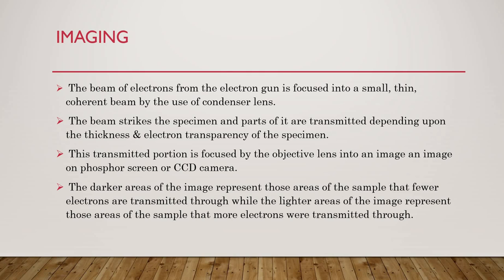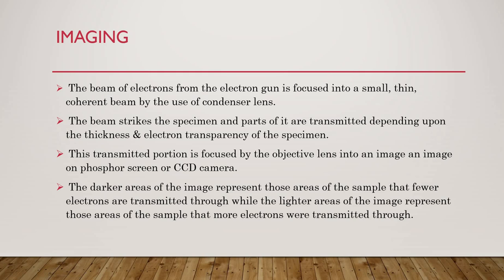Next is imaging. The beam of electrons from the electron gun is focused into a small thin coherent beam by the use of the condenser lens. This beam is restricted by the condenser aperture, which excludes high angle electrons. The beam then strikes the specimen and parts of it are transmitted depending upon the thickness and electron transparency of the specimen.